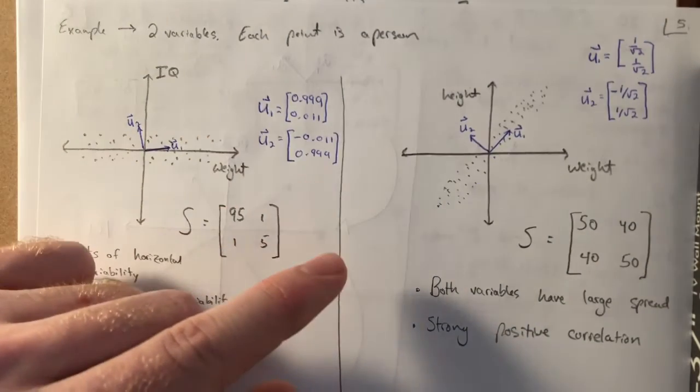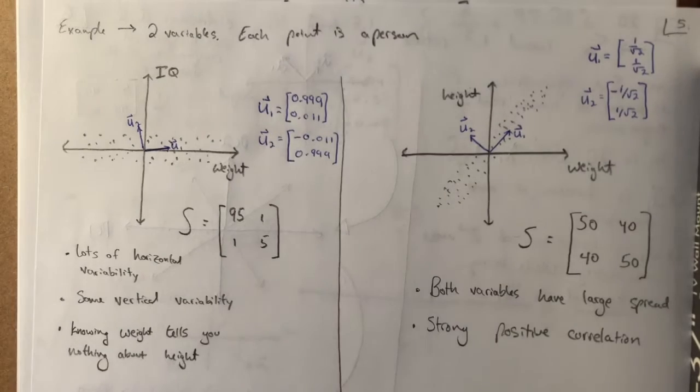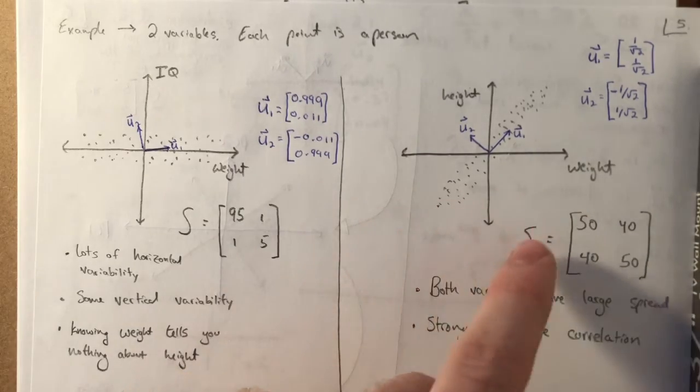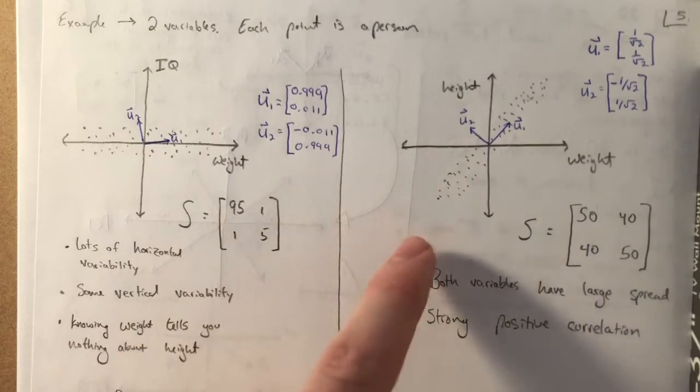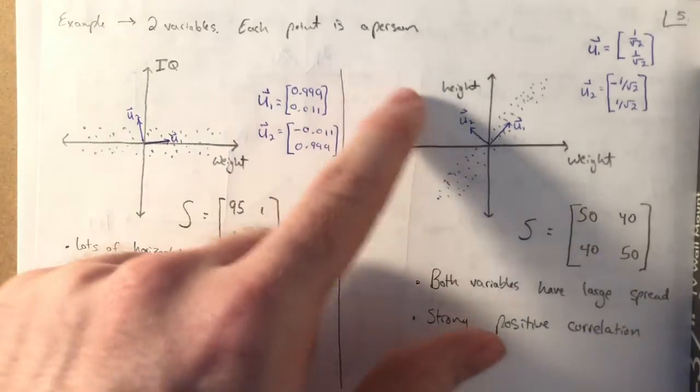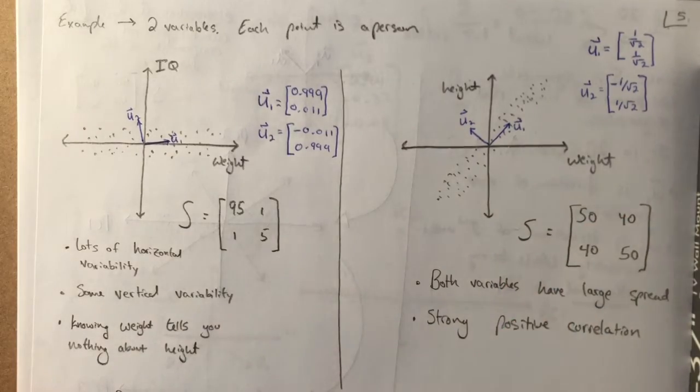Whereas over here, we have weight and height plotted together. Now those intuitively are going to be correlated. That's reflected in the covariance matrix here. The spread of each is equal, and we can see that there's a positive correlation between them. If this was negative, then we'd have negative signs for the covariances.